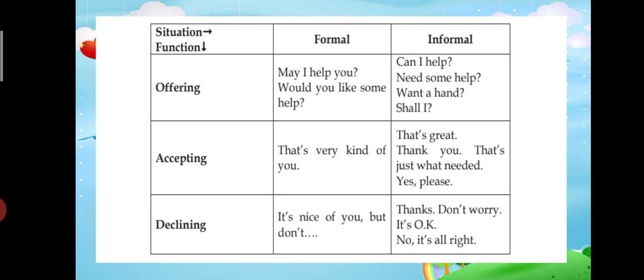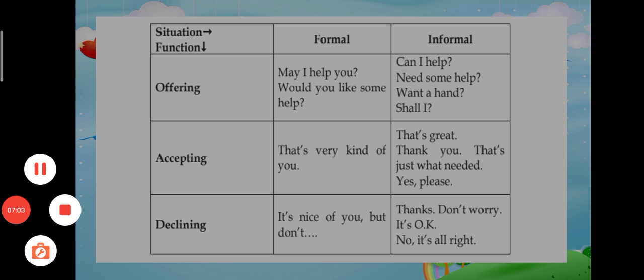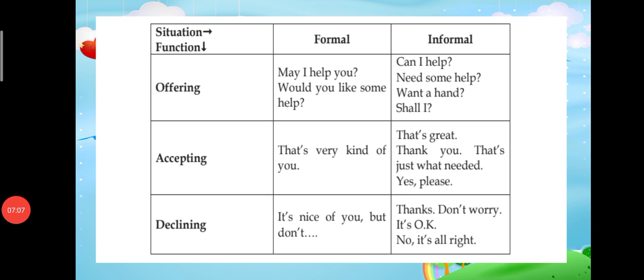Because they are coming with their generosity, their openness to help you, their goodness it is. But if you suddenly answer them roughly, they will feel hurt. So if you want to decline, means if you don't want their help, how can you say it? It's nice of you, but don't tire yourself, don't trouble yourself, maybe you can say that way if it is formal. If it is informal, thanks, don't worry, it's okay, no, it's all right. You can use these terms if it is informal.